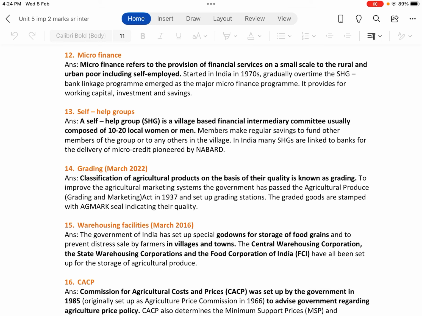Members make regular savings to fund other members of the group or any others in the village. In India, many SHGs are linked to banks, including the commercial banks, for the delivery of microcredit pioneered by NABARD. So NABARD will refinance that particular commercial bank.